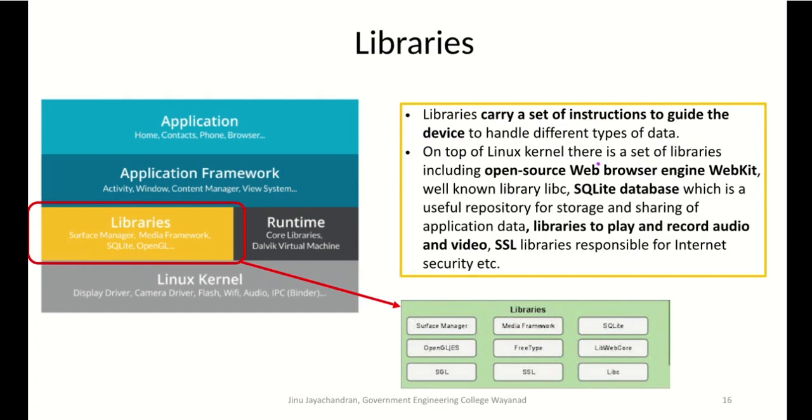On top of the Linux kernel, there are a set of libraries including the open source web browser engine WebKit, libc, the SQLite database, useful for storage and sharing of application data, libraries to play and record audio and video, and SSL libraries responsible for internet security. So SSL libraries are for internet security, SQLite is for database handling, and there are other libraries for storing data in the library section. Libraries also play an important part in giving the user what he or she wants.